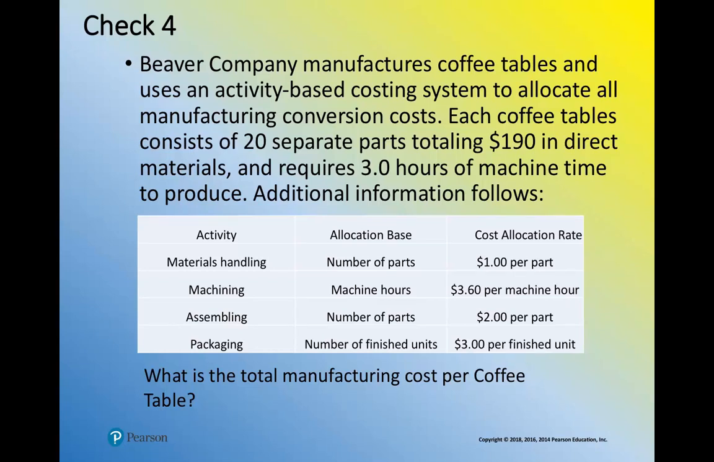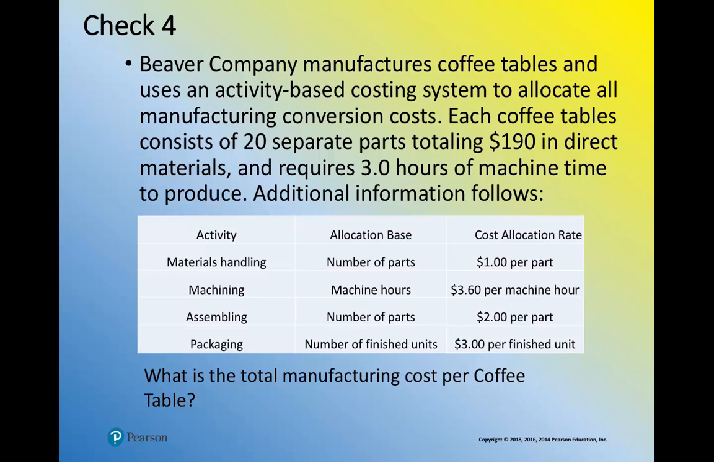So our activity-based costing is going to allocate all of our manufacturing overhead and all of our direct labor. So when we talk about our total manufacturing costs, all we're going to be adding is our direct material plus conversion, which is going to be based off of the table below. We know our direct materials for this problem is 190. It says it requires 3 hours of machine time to produce. So we have 3 hours of machine time, 20 separate parts, and the additional information here.